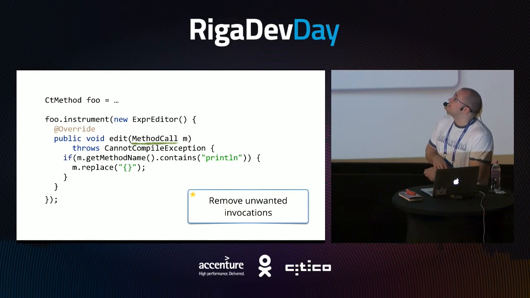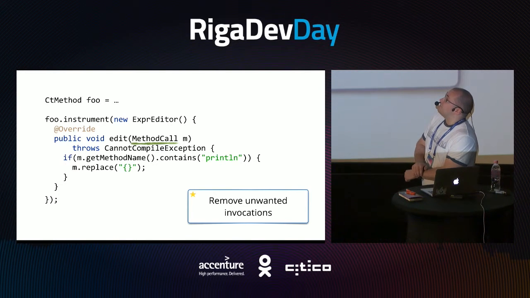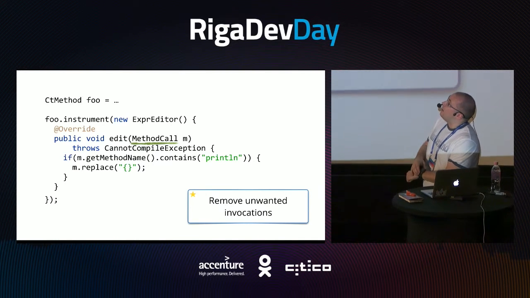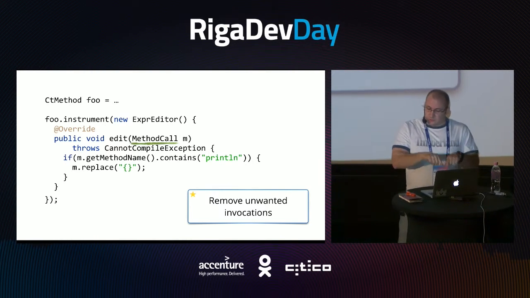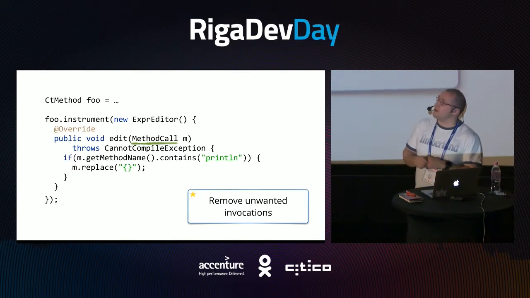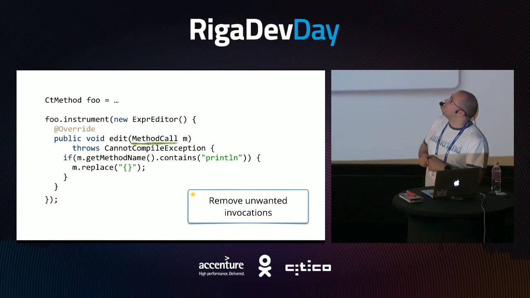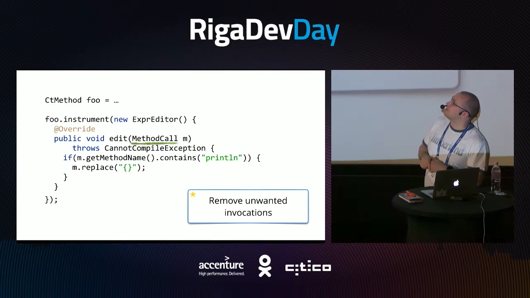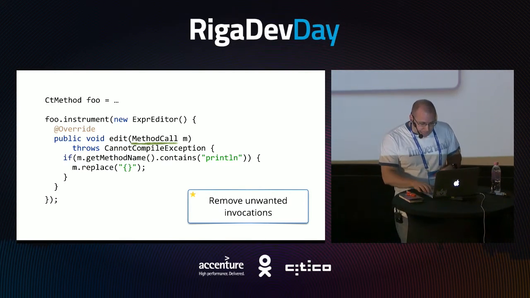Another one, that's just a fun trick. If you have System.out.println somewhere, just post-process and remove it. So this method call parameter basically implies that you can intercept whatever method is invoked. So whenever you have dot something on any class inside your method, you can match and verify, okay, I can see that this is a println method, I can do something with it. In this case, just remove it.